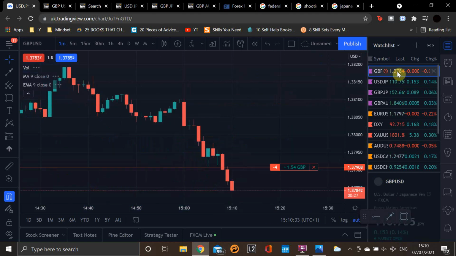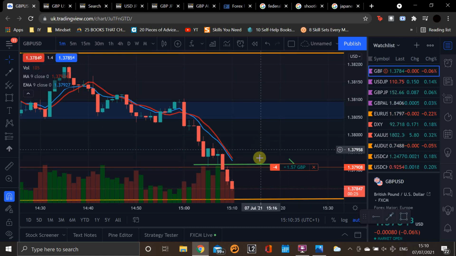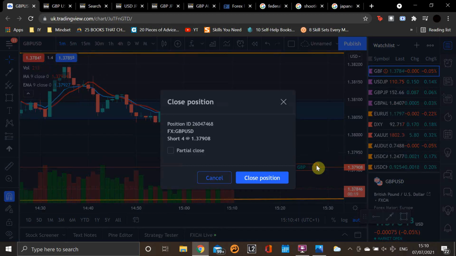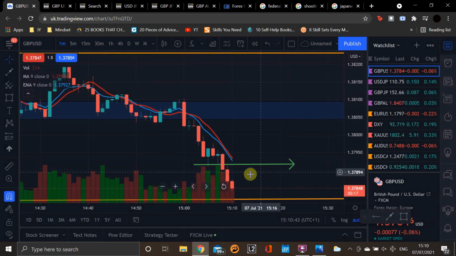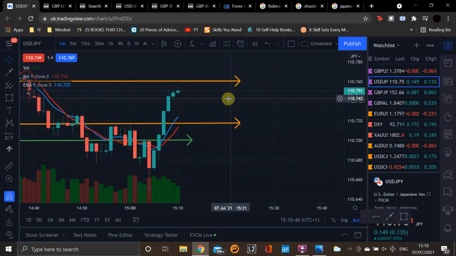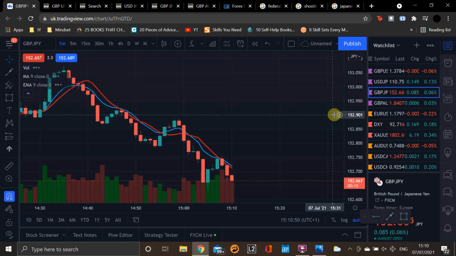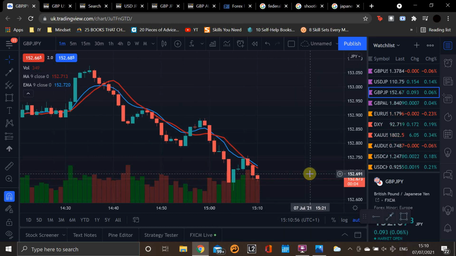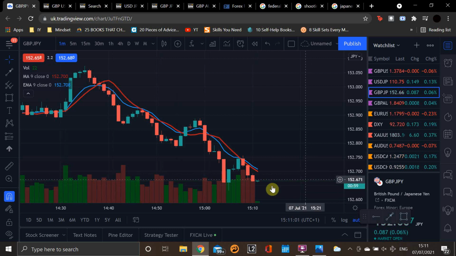It's breaking out. So I think what I'll do, I think that's good enough. I'll take the profits. I'll take the profits for that one. And this one, this could be breaking below as well. You know what, there's quite a few trades I could be making. If it breaks below this, I'll take that trade too.